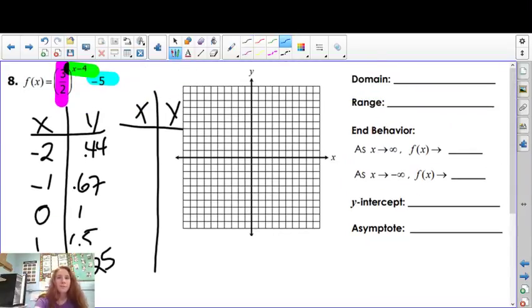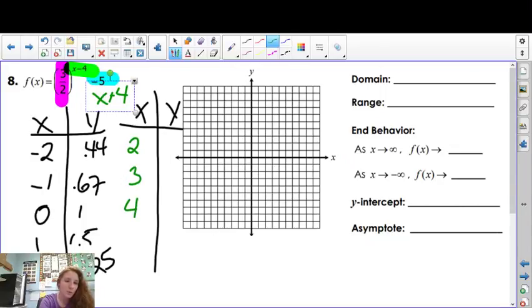So I've got some green. Remember, we're going to do the opposite. So I'm going to actually take x plus 4. So -2 plus 4 is 2. -1 plus 4 is 3. 0 plus 4 is 4. 1 plus 4 is 5. And 2 plus 4 is 6.